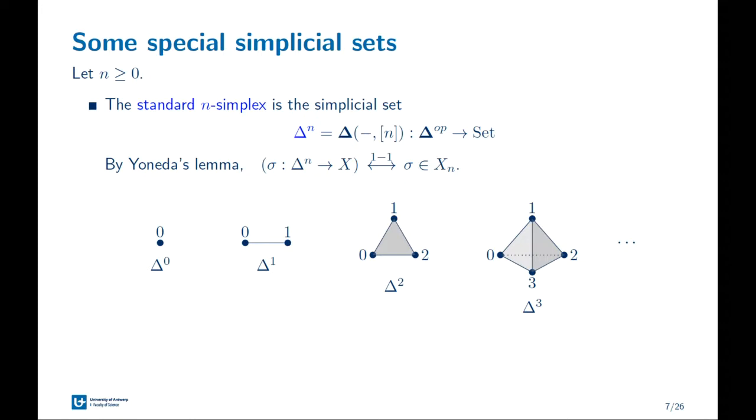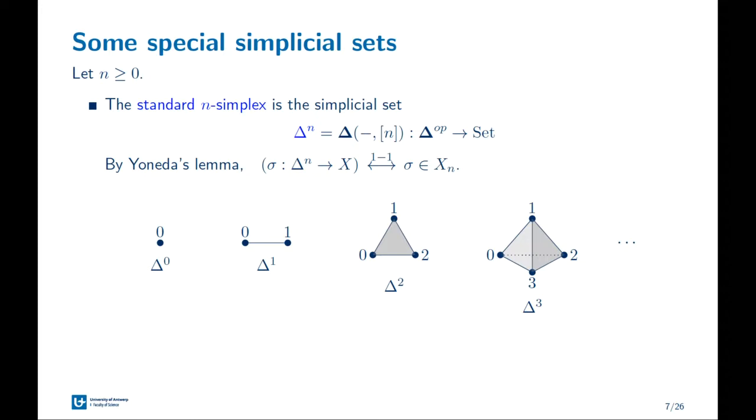And then if you apply Yoneda's lemma in this situation, this precisely means the following. A map of simplicial sets from this special Delta n to X is in one-to-one correspondence with elements of my set X_n, so n-simplices of X. So you should really view this Delta n as a prototypical n-simplex, and a map from this n-simplex to X is like a representation of my Delta n inside of X. And indeed, this corresponds precisely to one single element of my set X_n, so one single n-simplex.